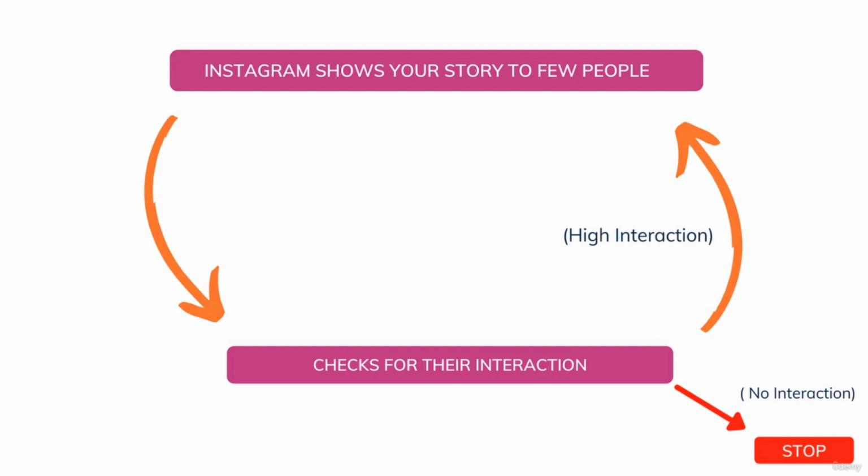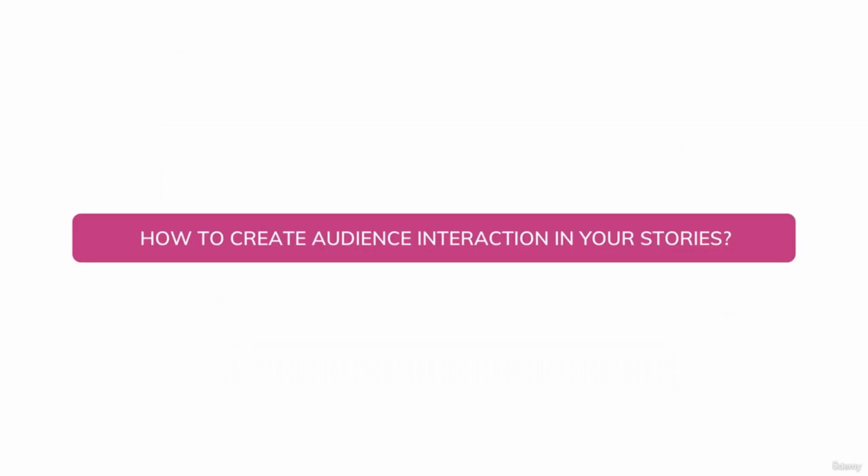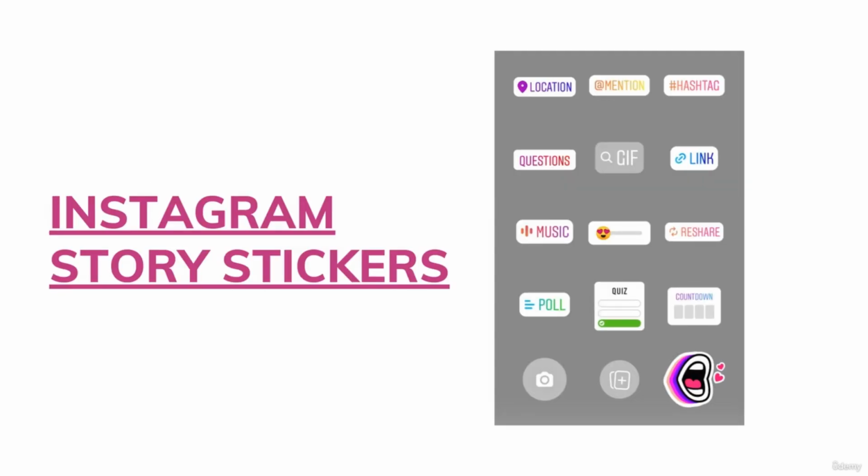Now looking at the other case, if the people who see your story interact with your story, then the algorithm detects content interaction and therefore would show it to more people. So our focus here should be to get more content interaction in our stories. But how do we create content interaction or audience interaction in our stories? The answer is simple. Use Instagram story stickers.